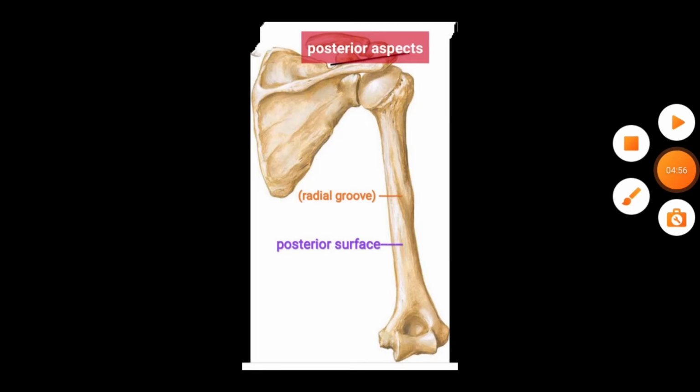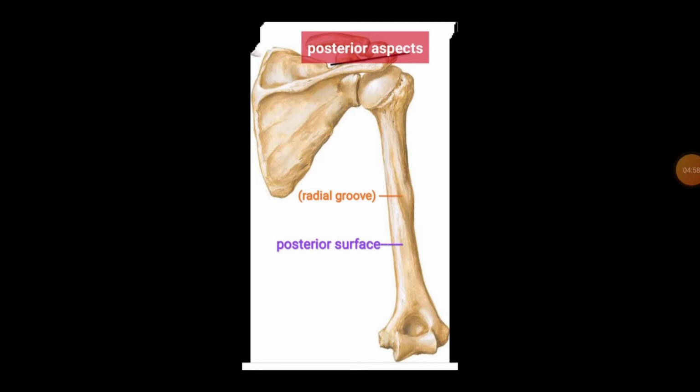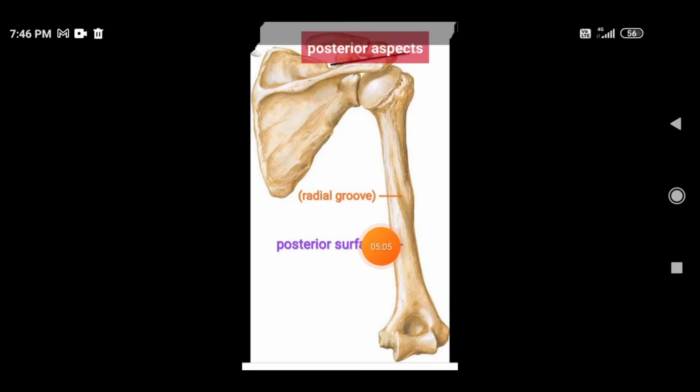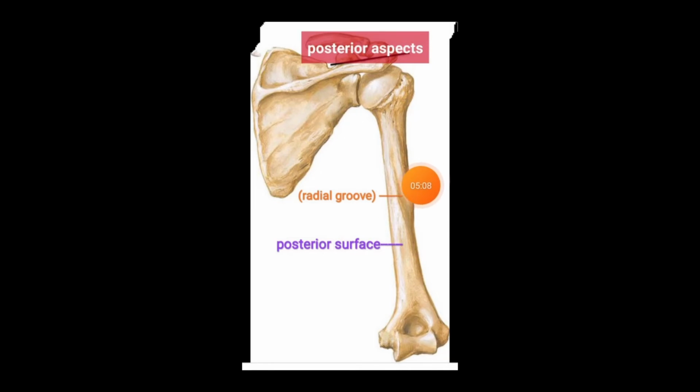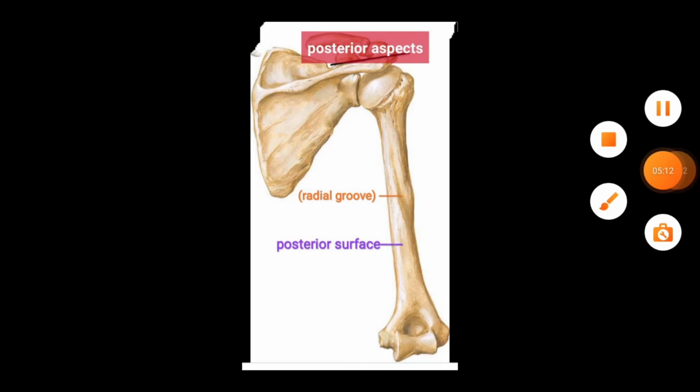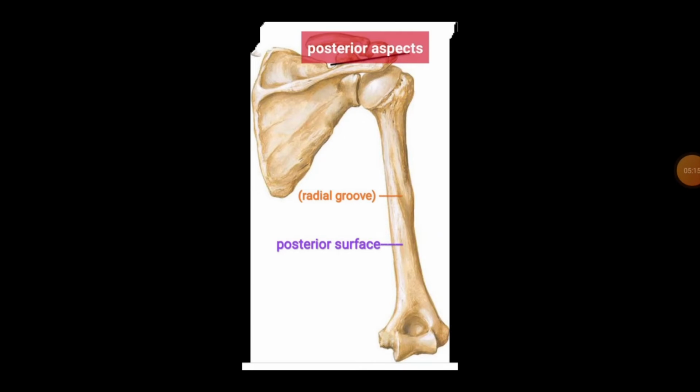Next is the posterior surface. The posterior surface lies between the medial and lateral borders. Its upper part is marked by an oblique ridge. The medial one-third is crossed by the radial groove. This is the radial groove.